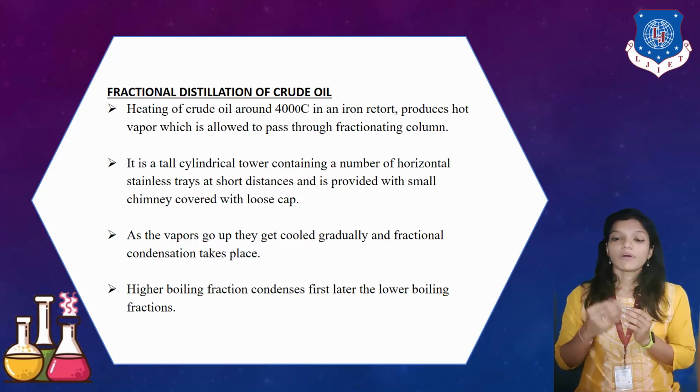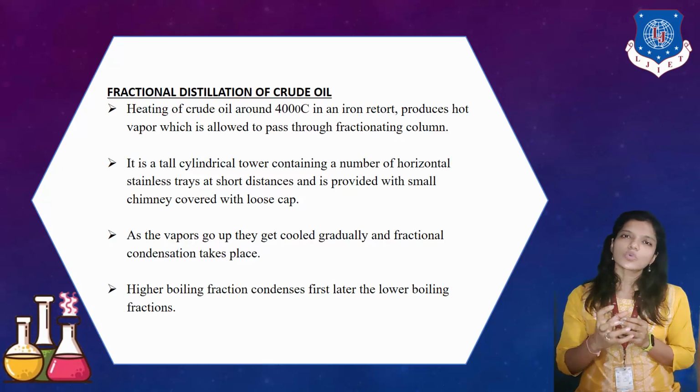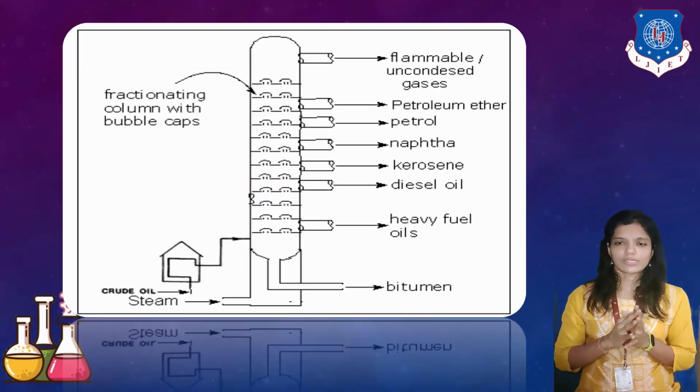Now, as the vapors go up, they get cooled gradually and fractional condensation takes place. The higher boiling fractions condense first, later the lower boiling fractions. Okay, this is the process with which we can get the crude oil distilled so that we get different kinds of products.